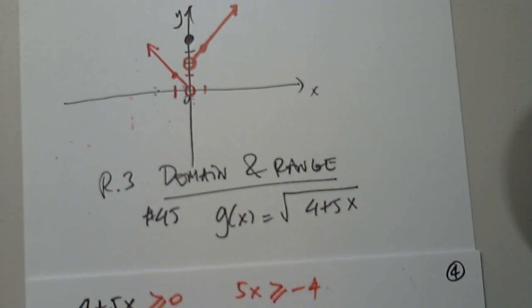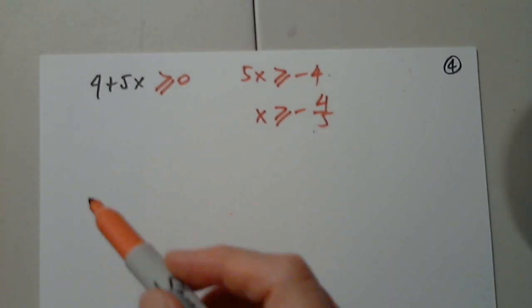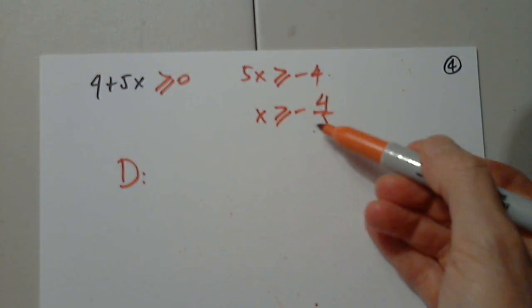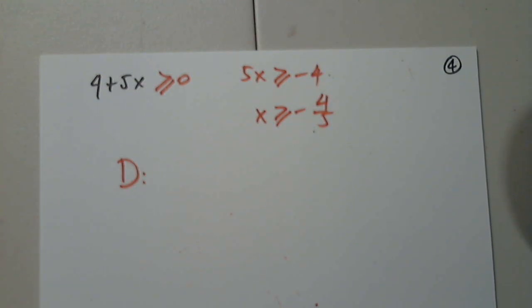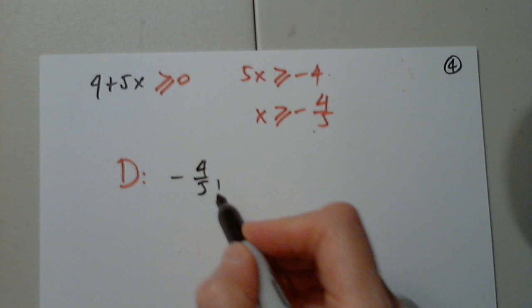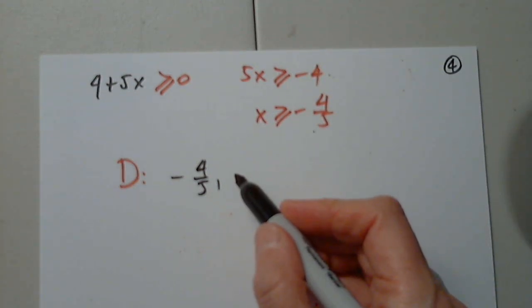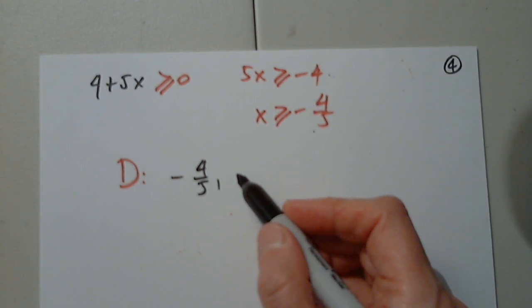Move forward to the other side. Divide both sides by 5. Perfect. How do I write the domain? Can anyone translate this inequality into an interval notation? Negative 4 over 5 less than or equal to x. The interval notation.